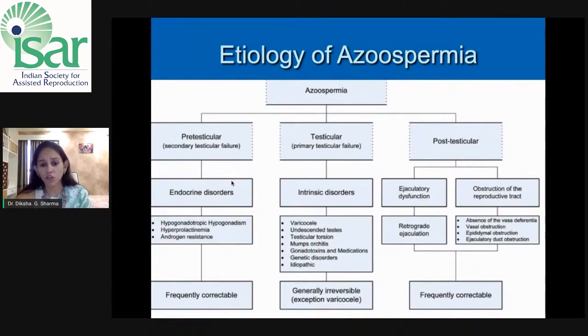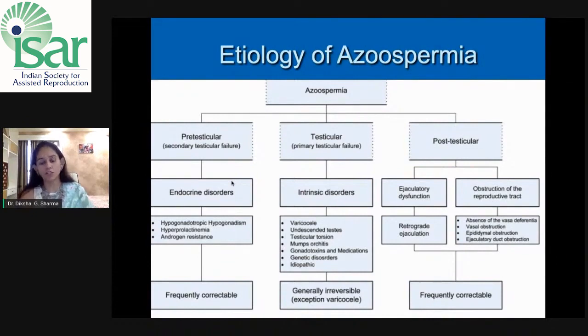Coming to the testicular etiology, these are the primary testicular failure and are because of intrinsic disorders of the testis. The common causes include varicoceles, undescended testis, testicular torsion, mumps orchitis, gonadotoxins, and medication ingestion. If the man has some genetic disorders, then it will primarily affect the testicular production, and there are idiopathic causes. These causes are usually irreversible except for varicoceles.